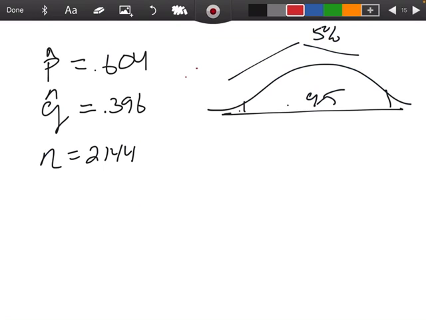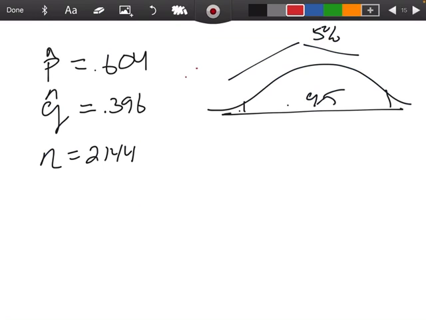Now we're going to find our new critical values. Let me take my calculator, second vars, inverse norm of 0.025. I'm going to go to 3 decimal places here, so I would write negative 1.96. This is a negative 1.96 and a positive 1.96.